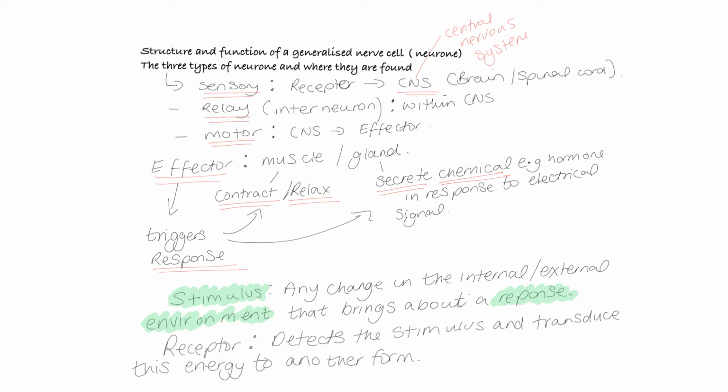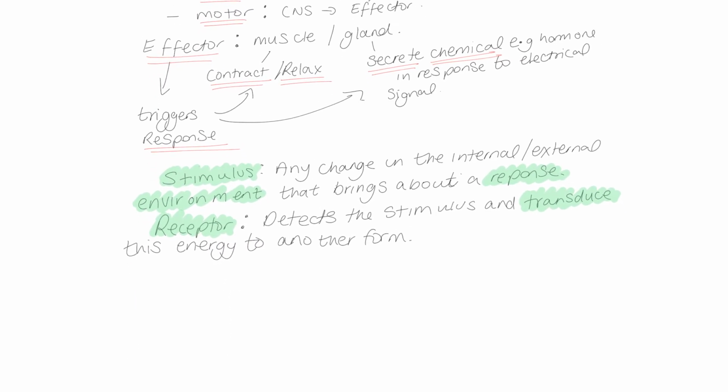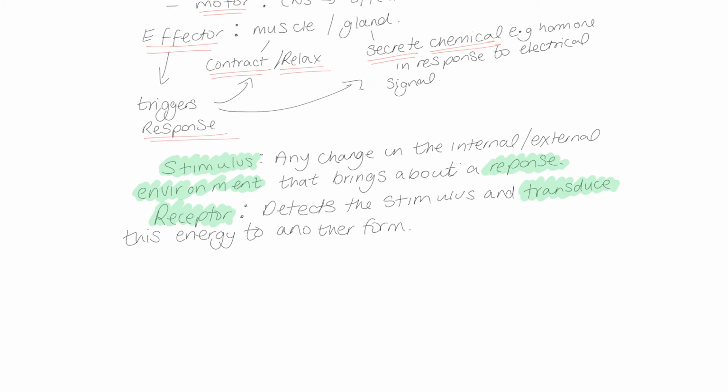Now, there's a key term there that you might not be familiar with, and that's transduce. Transduction is the conversion of one type of energy into another. For instance, sound waves are converted into electrical energy by the auditory nerve. The way that the inner ear works to generate an electrical signal is fascinating.